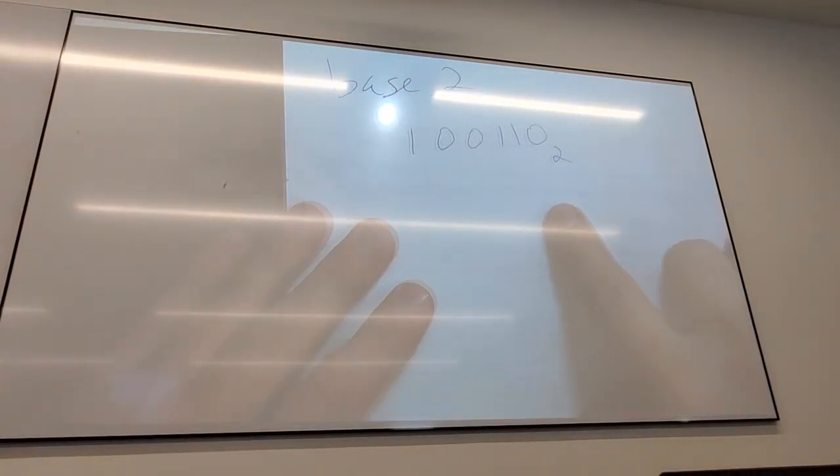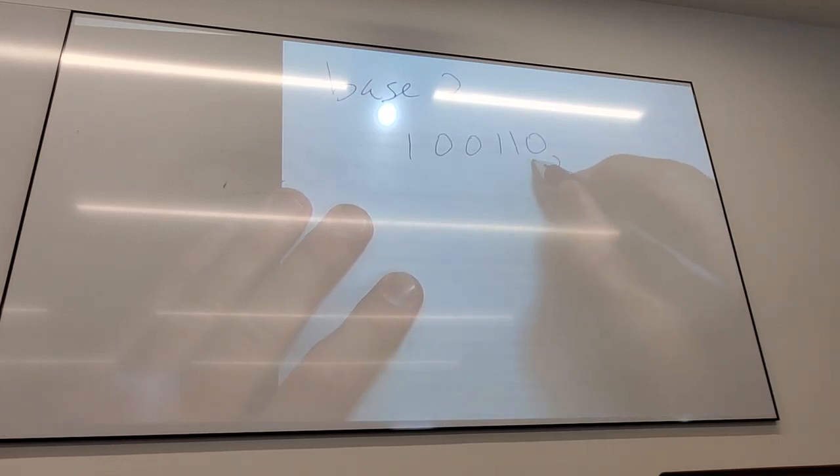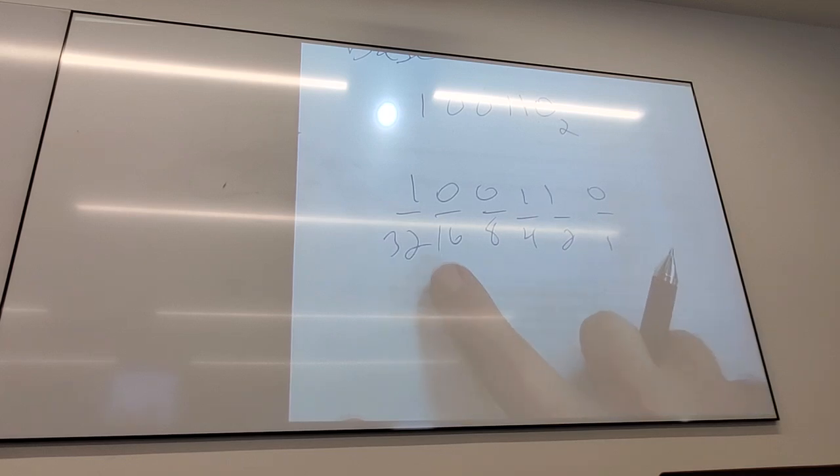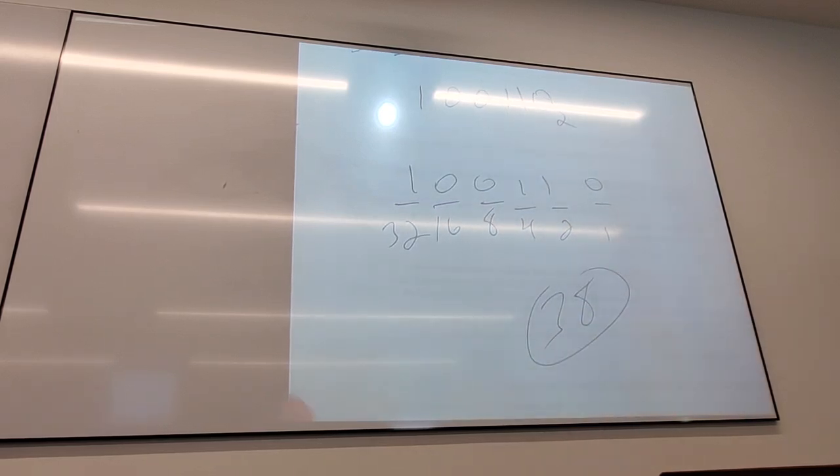All right, what do we got here? What are the places here? Yeah, 1, 2, 4, 8. All right, Joe. So you got 32 plus a 4 plus a 2. So I got 38. Wow. I like it.